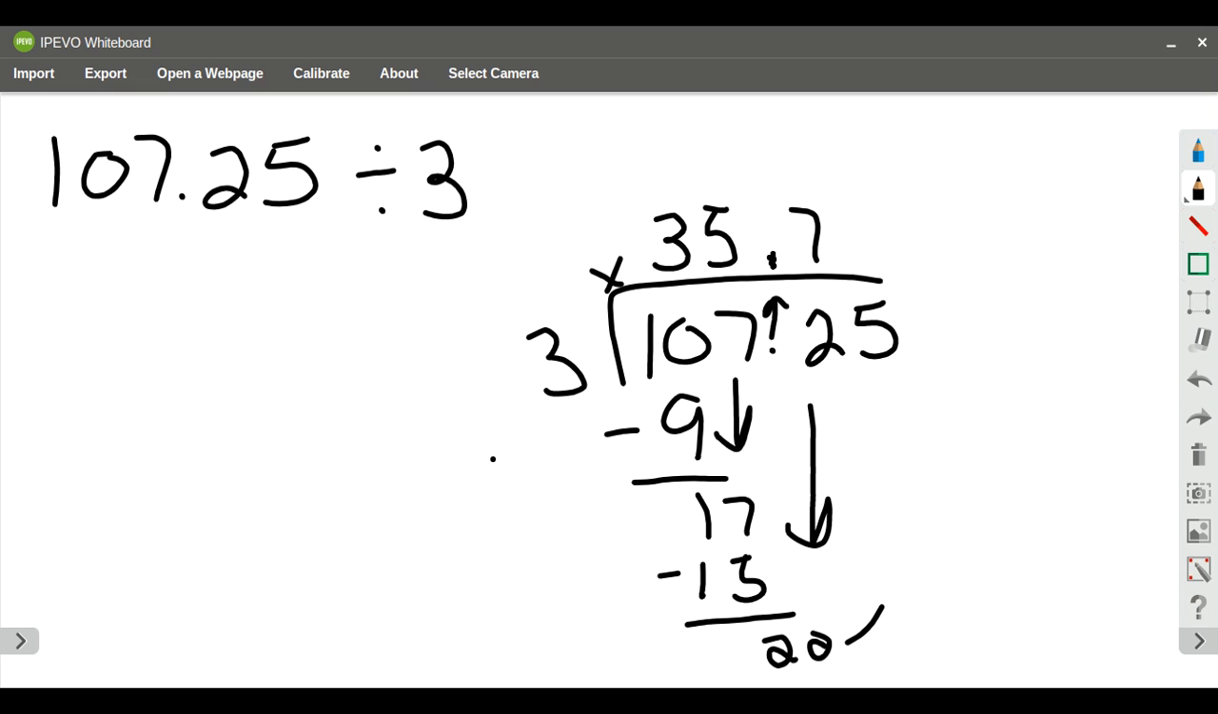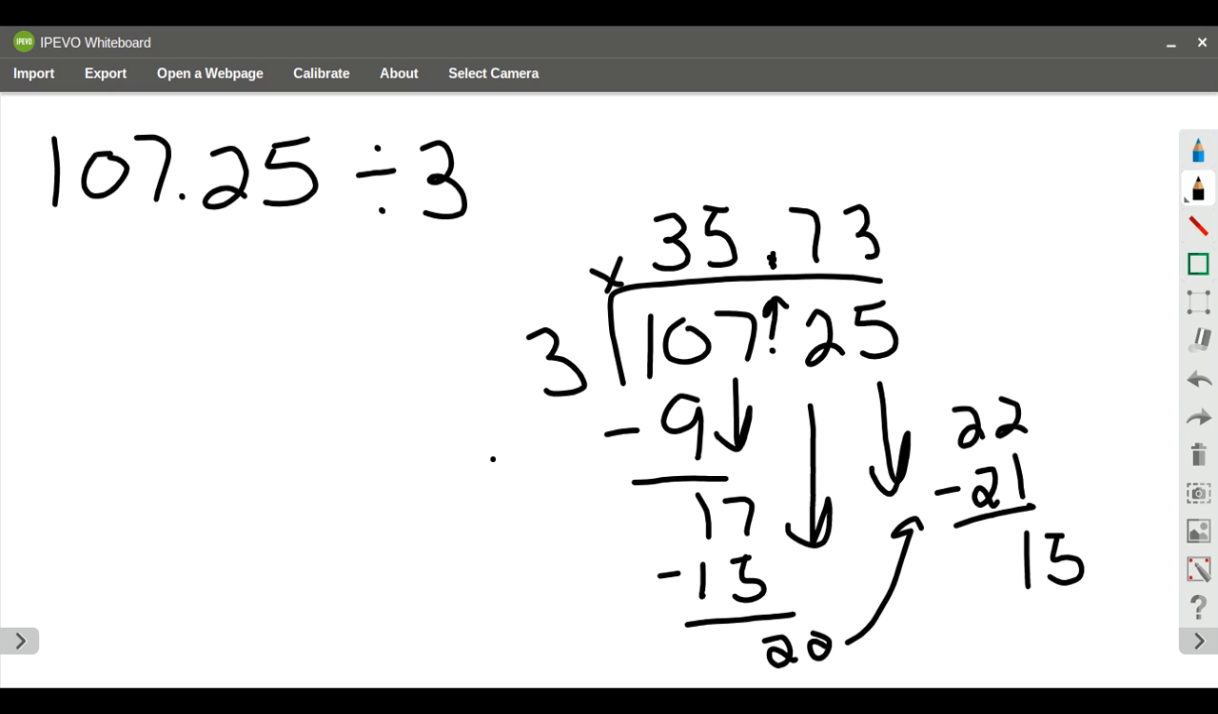I'm going to move this up here. So I'm going to do 22, subtract 21. That leaves me with 1. And then I'm going to bring down the 5. And when I bring down the 5, 3 goes into 15. Oops, not 3 times, 5 times for 15. And then when I subtract, I have 0 left over. So my answer is going to be, it's going to be divided into 35.75 pounds of sand.